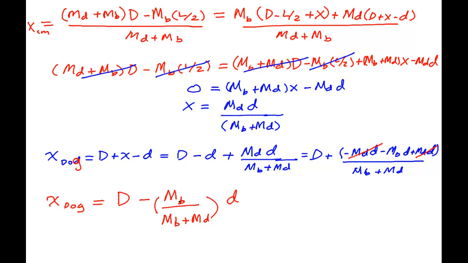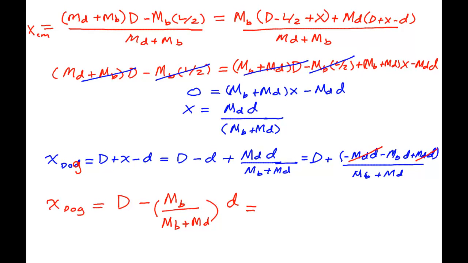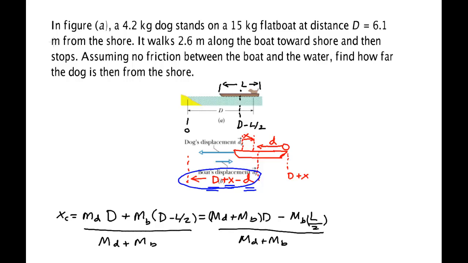If the boat was infinitely heavy, then the dog would be able to walk without the boat hardly moving at all. So if the mass of the boat is much bigger than the mass of the dog, you can ignore this term, and this just becomes 1, and it's D minus the distance the dog walked. So this makes total sense. If you don't get that, you need to do some thinking about it to check the formula, see if it makes sense to you. Now we just put some numbers in.